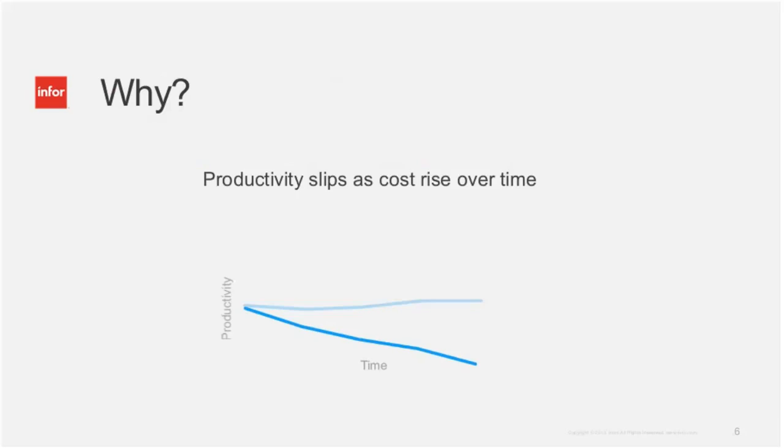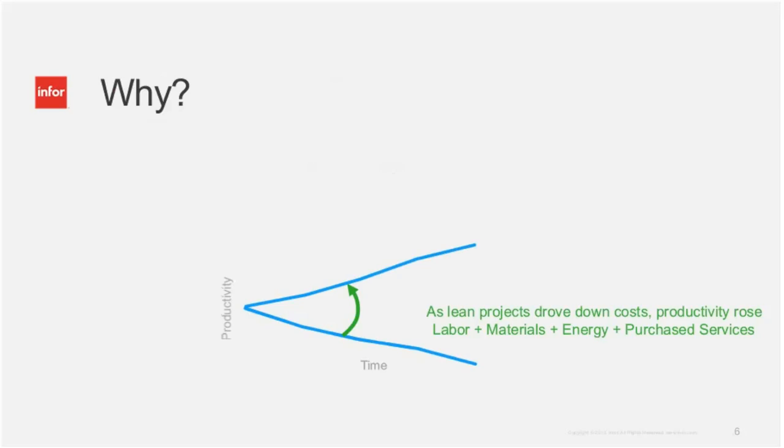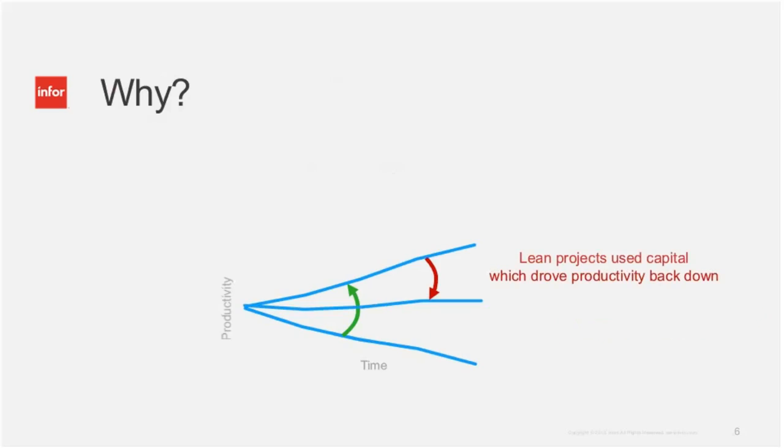The first thing that's not obvious to us is that if manufacturers make any improvements, their productivity slips over time because their costs rise. Next, we receive productivity improvements related to all of the lean manufacturing and other projects we do because we can see less labor required and more efficient processes. But we generally don't take into account the third element, which is the cost of capital.